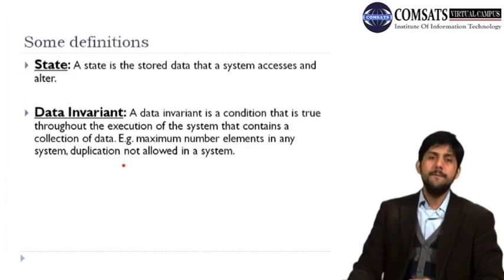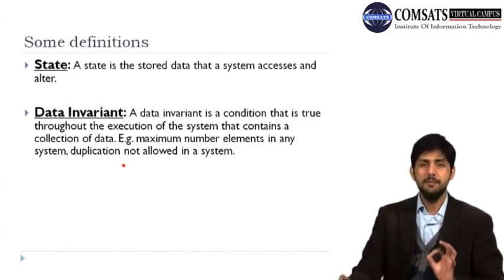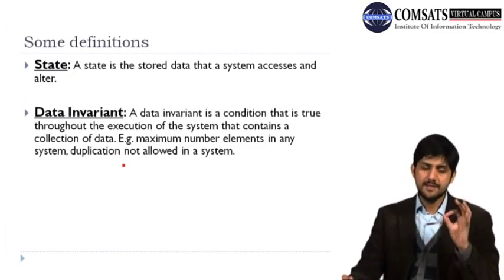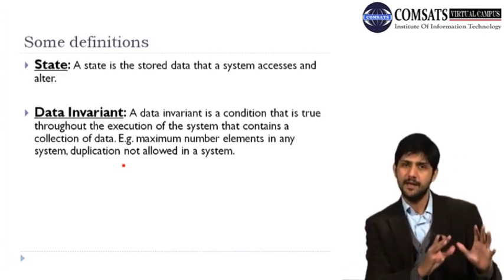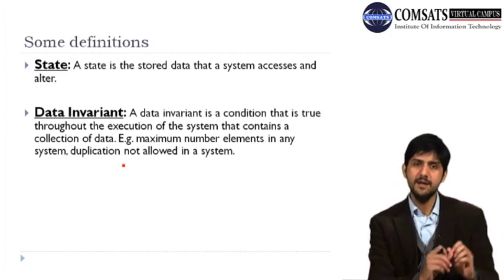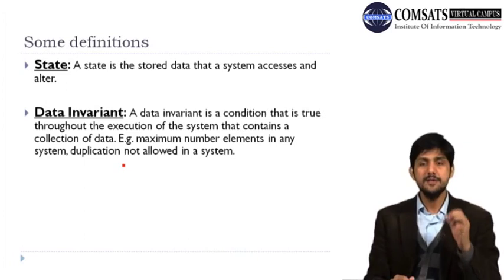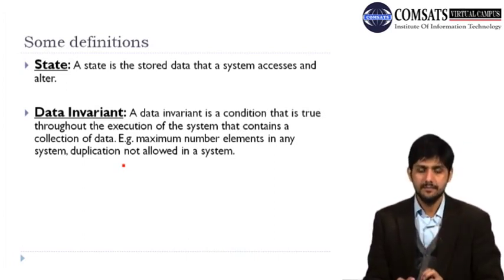So now we are going to define some of the things which are useful when we are modeling a system. Remember, we are talking about model-oriented approaches. So there are two things in a system. Number one, we have a state, and then we have data invariants. And we discussed those in a previous lecture as well. We discussed state, but we did not clearly define what a state is. So a state is the stored data that a system accesses and alters.